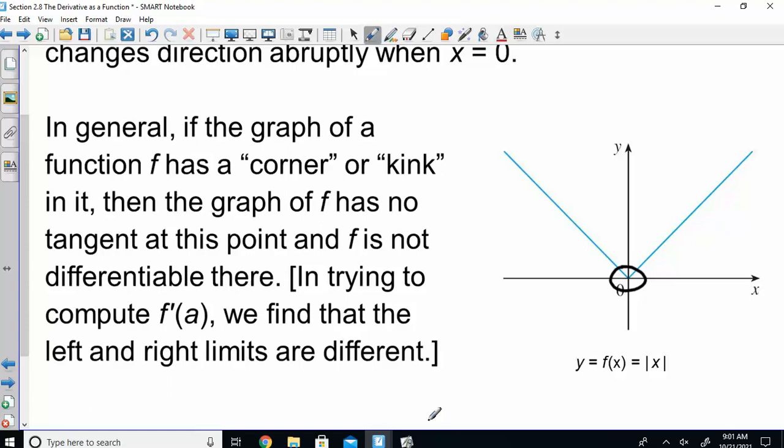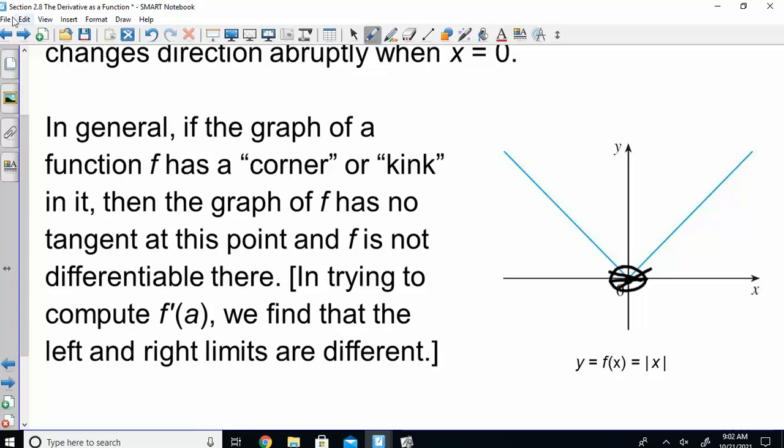Keep in mind, the derivative is the slope of the tangent line, right? If you have a sharp corner, is there only one tangent line you could draw there? No. If it's a sharp corner, there are an infinite number of tangent lines that would hit that and bounce off right there. So anytime you have a graph with a corner, it's not differentiable there. Okay, that's the first case.